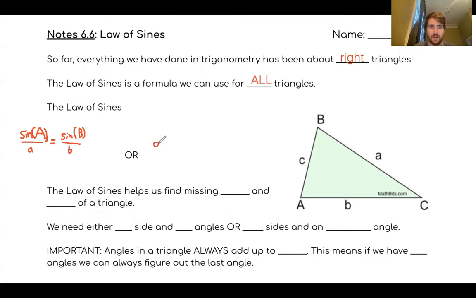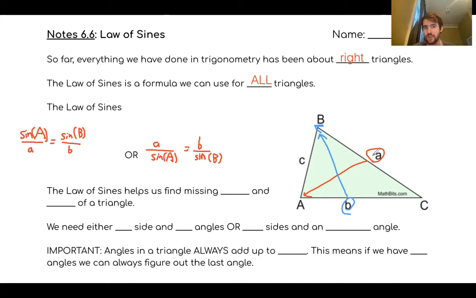or it can be written just flipped, a divided by the sine of A equals b divided by the sine of B. This is for any sides in a triangle. Of course, little a and big A have to be opposite. So what this is saying is that the sine of this angle B divided by this side b is equal to the sine of angle A divided by this side a.